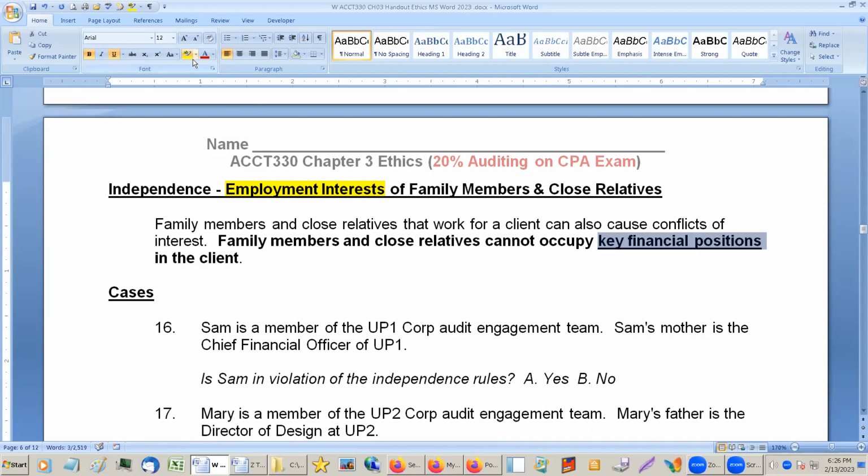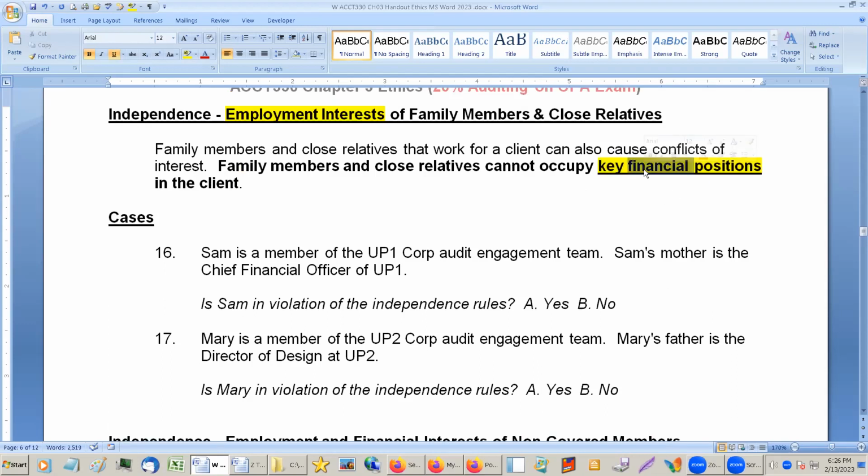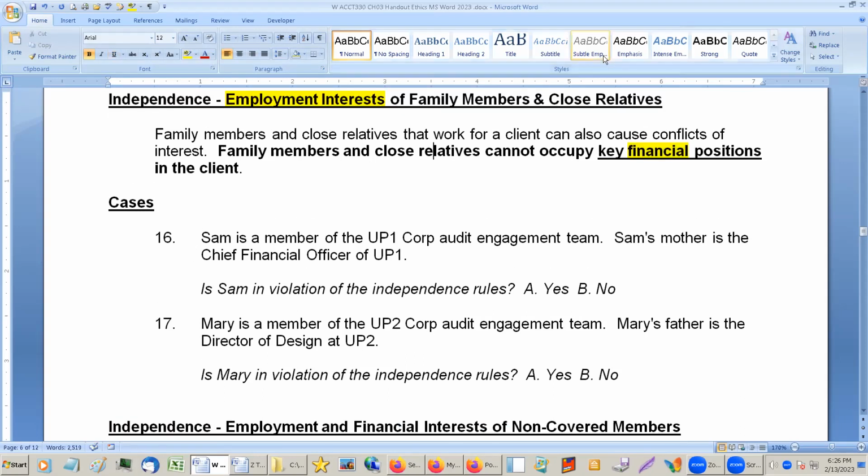So they cannot occupy key financial positions of the client. And by the way, the financial positions part is a little bit new. It used to be key positions. Now they've loosened it a little bit. They said it can't be key financial positions. So if it's not a financial position, they generally can take it. If it is a financial position, in other words, that they're likely to have influence over the financial statements, then it's a problem.